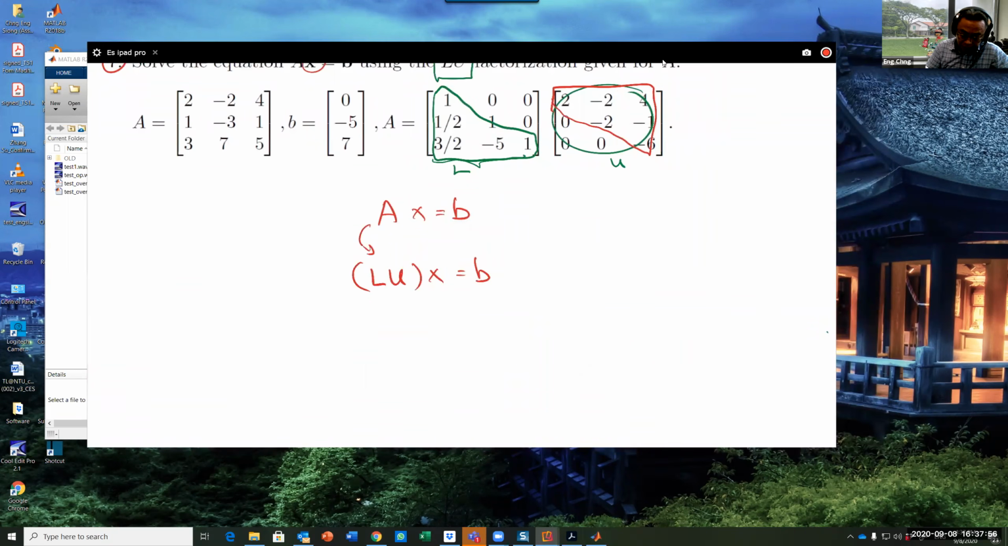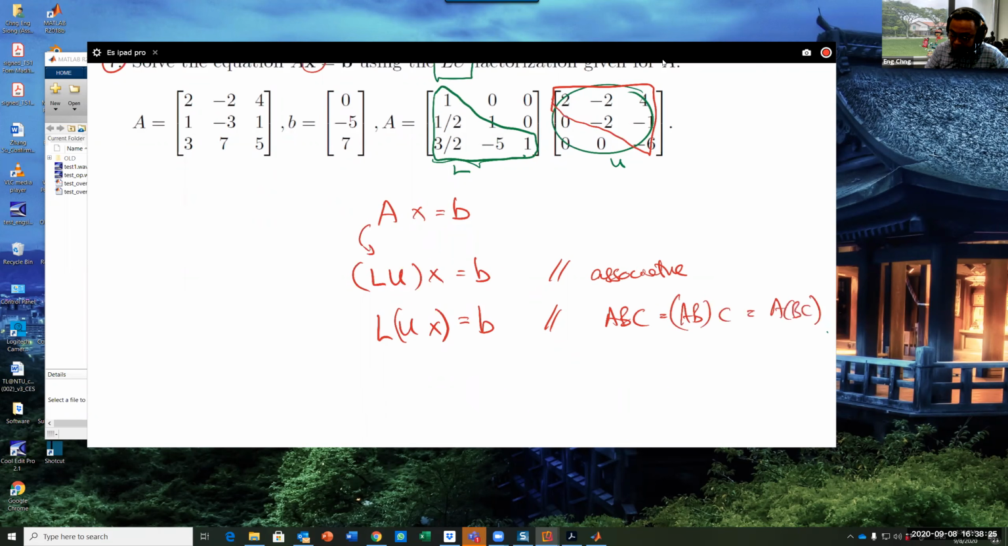And then now what's the big idea here? Well, we can open up the bracket because, you remember, matrix multiplication, L times U times x, matrix and vector multiplication, is associative. Associative, as you remember, means A times B times C is equal to A times B first, times C, is equal to A times B times C. Whichever way you do it is fine.